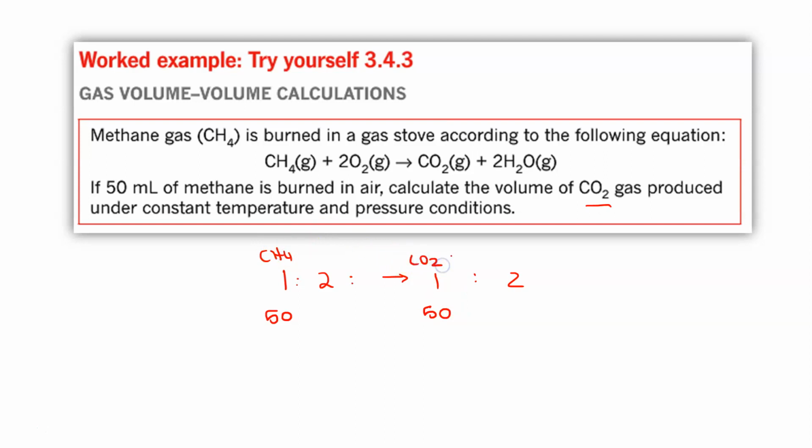Okay, because there is a 1 to 1 ratio. So in this case, all we're saying is that if 50 milliliters of methane is burnt, it will produce 1/1 times that, which is 50 milliliters of CO2. Hopefully you worked that one out.